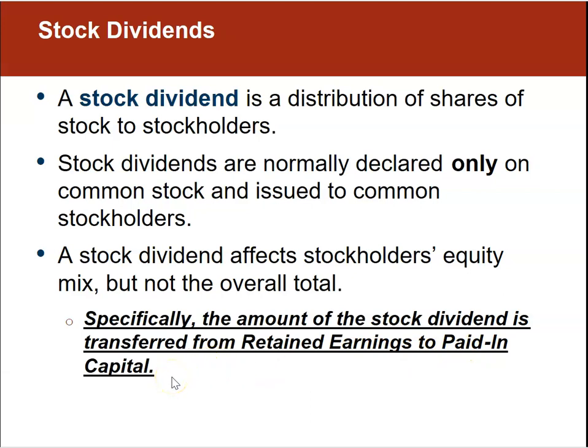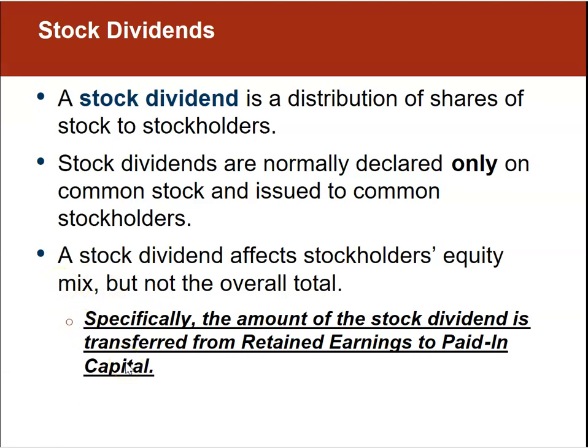All right. So what we're basically saying is we're going to take some earnings and we're going to distribute them. We're not going to retain them. So that's why retained earnings is going to be debited, but then we're going to simultaneously say that that amount becomes an investment by the stockholders. So the mix is affected. Overall stockholders' equity is not.